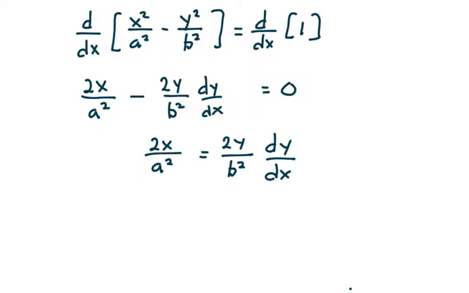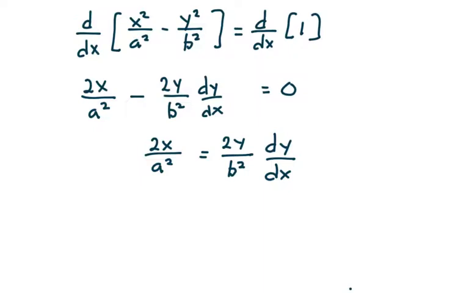The derivative of y squared with respect to x is 2y dy dx. So the derivative of y squared over b squared with respect to x is 2y over b squared dy dx. That's chain rule. So we get 2x over a squared minus 2y over b squared dy dx equals, and then the derivative of 1 with respect to x is just 0.